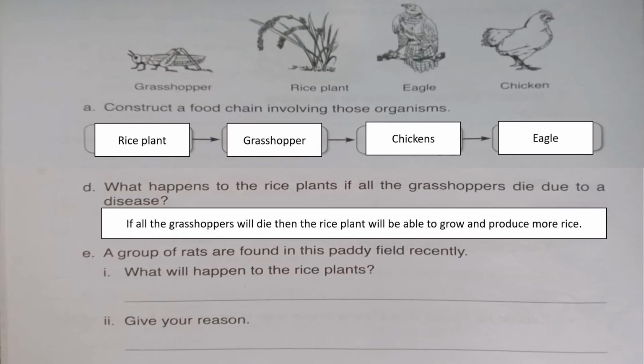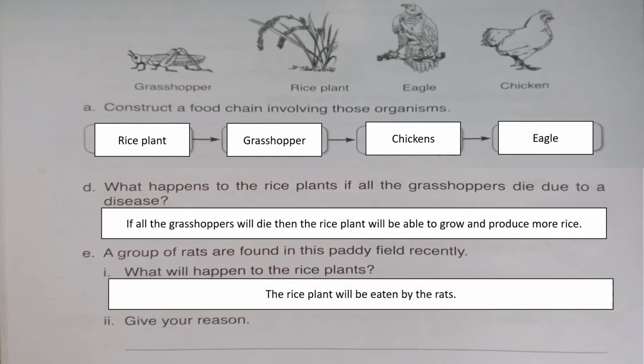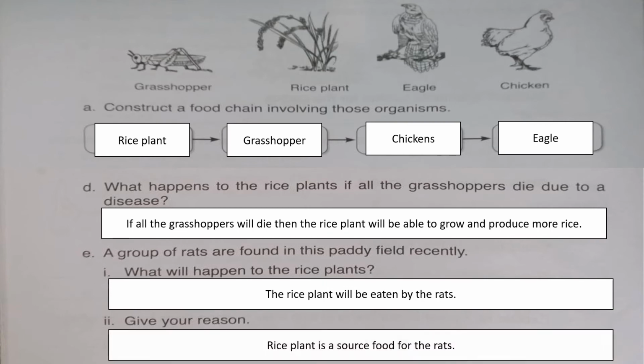Letter E. A group of rats are found in this paddy field recently. What will happen to the rice plants? If there are many rats in the field, what will happen to the rice plants? Eventually, the rice plant will be eaten by the rats. And give a reason: rice plant is a source of food for the rats. Meaning, why is it that the rat eats the rice plant? Because it's their food. It's a source of food for them. So if there are rats in the fields, rice plants will be eaten. Okay, so that's the answer on letter D and letter E.